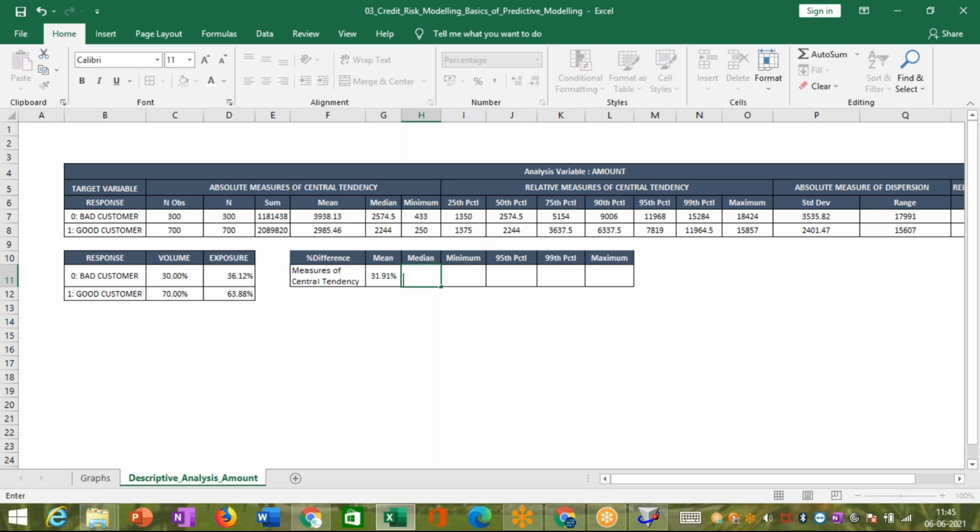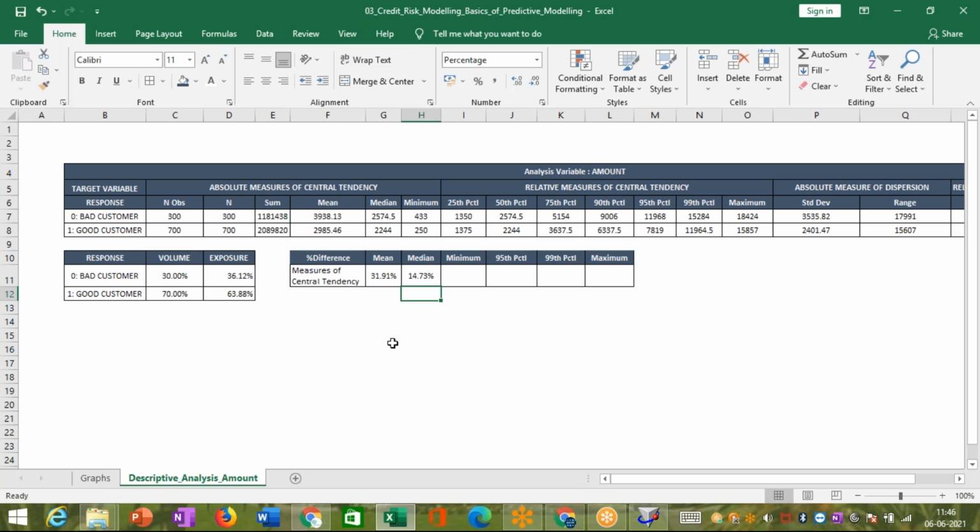The median itself is not affected by the outliers. One thing that you can see is that the difference in the median is 14.73% for the bad customers versus the good customers. So we can see that the median amount applied by the bad customers is also higher compared to that of the good customers. The heterogeneity in behavior is clearly reflected as a difference in the mean and the median figures.